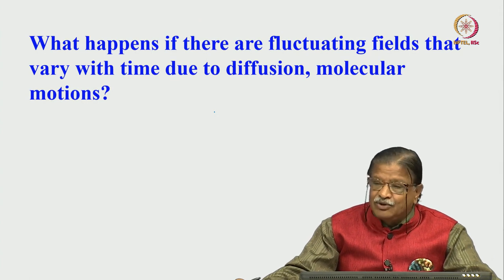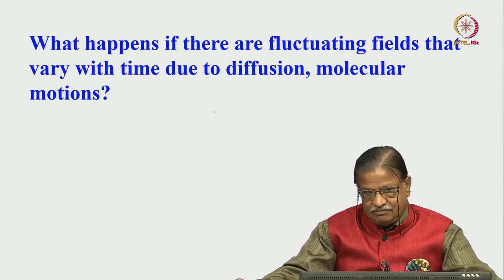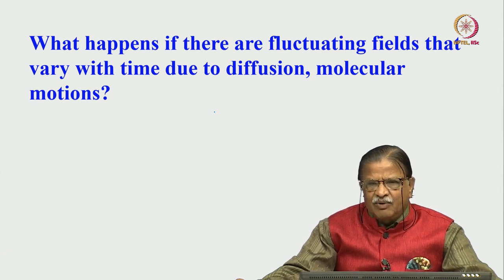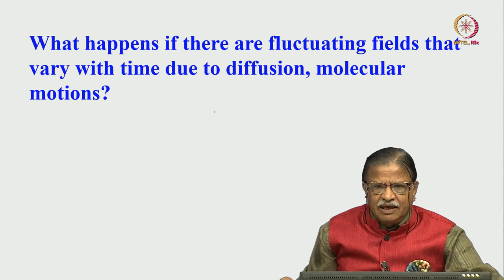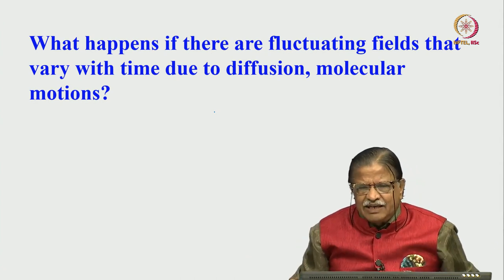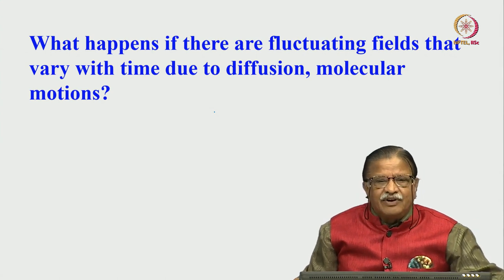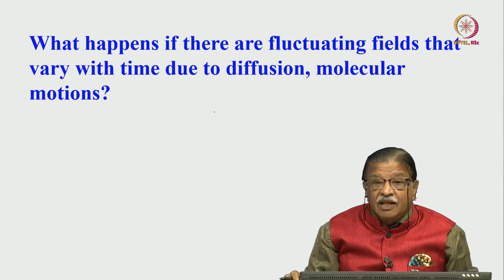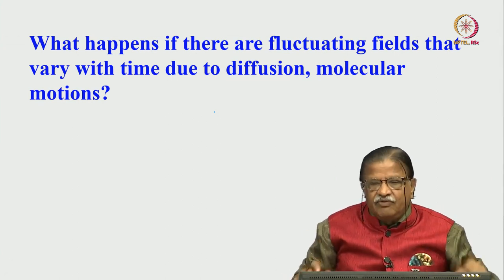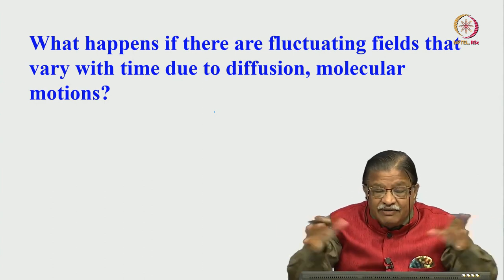Now, I also told you, if there are magnetic field inhomogeneities, they get refocused. I'll ask you a question: what happens if there are fluctuating magnetic fields? Fluctuating local fields, of course, that's also a magnetic field. This is not because of inhomogeneity of the main magnetic field; within the molecule it could be diffusion, there could be different molecular motions that can vary with time.